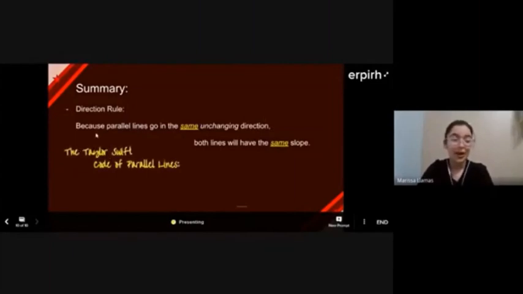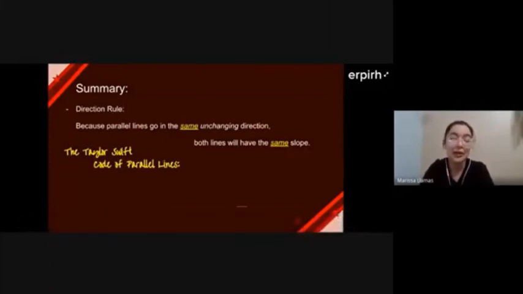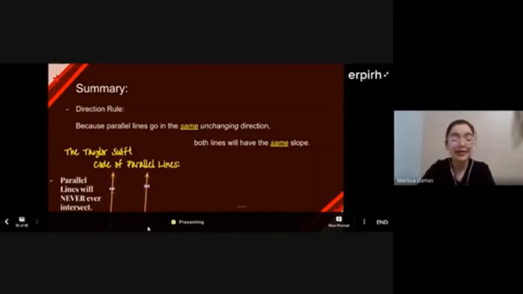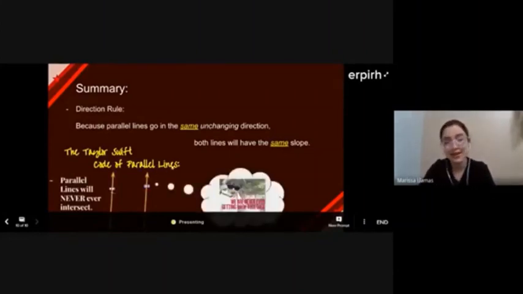And the second part is the Taylor Swift code of parallel lines. Does anybody want to reiterate what Taylor Swift has taught us about parallel lines? Never getting together. Yeah, they're never gonna get together. They're never gonna intersect. They're gonna go their own separate ways, and they're never ever gonna get together.